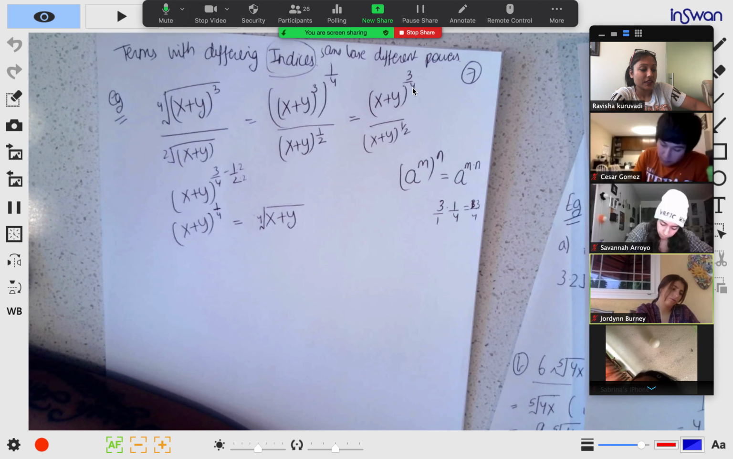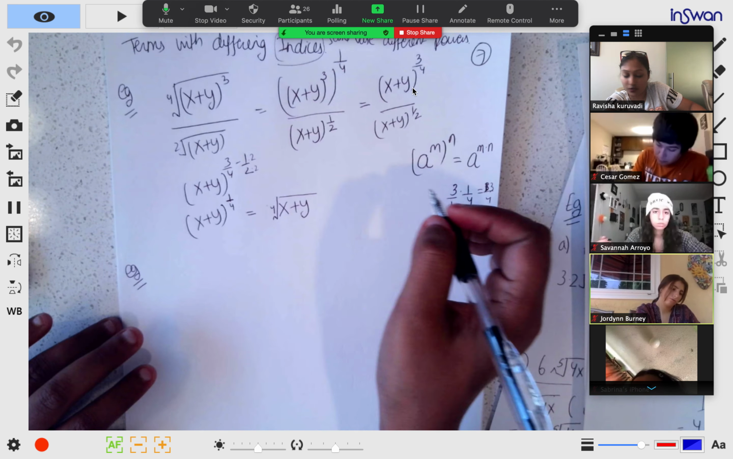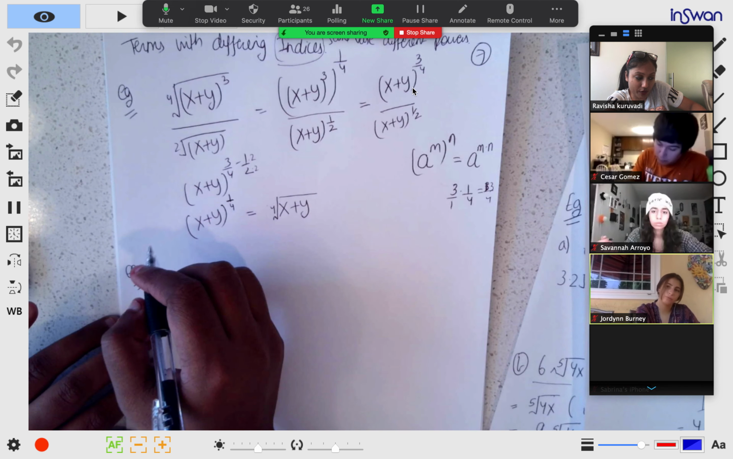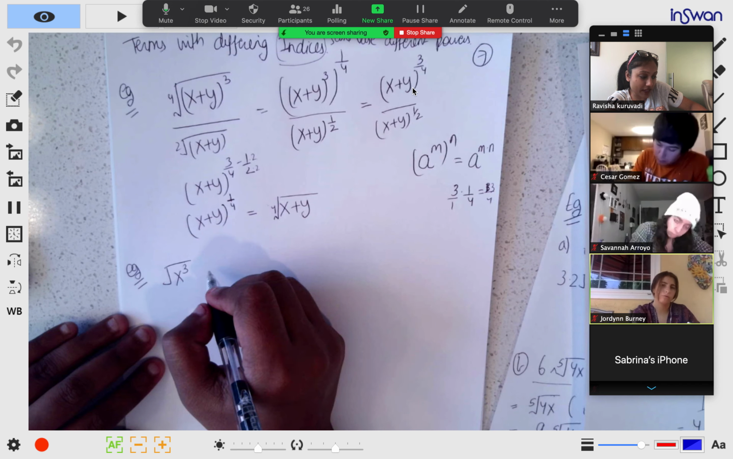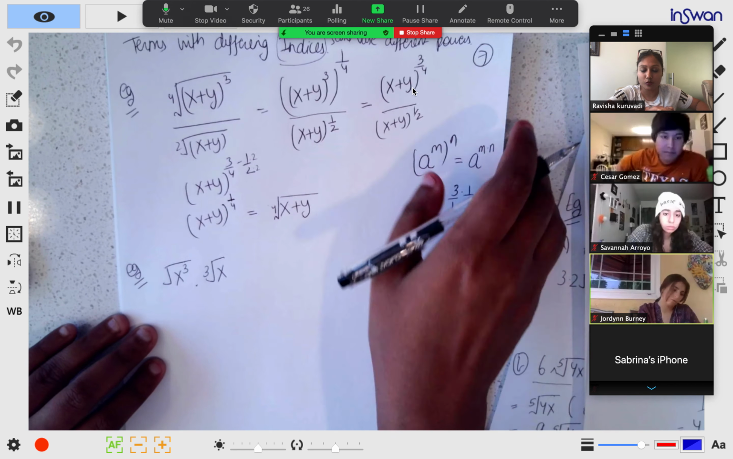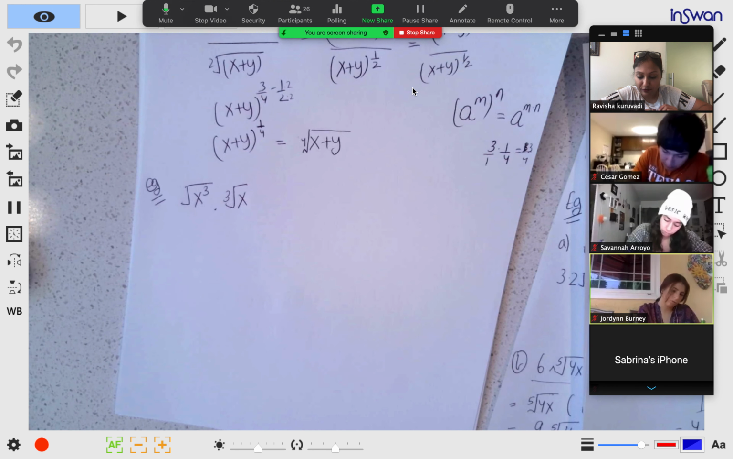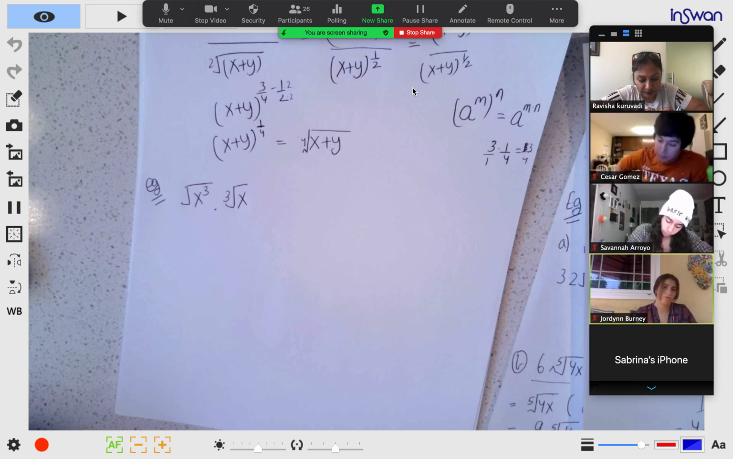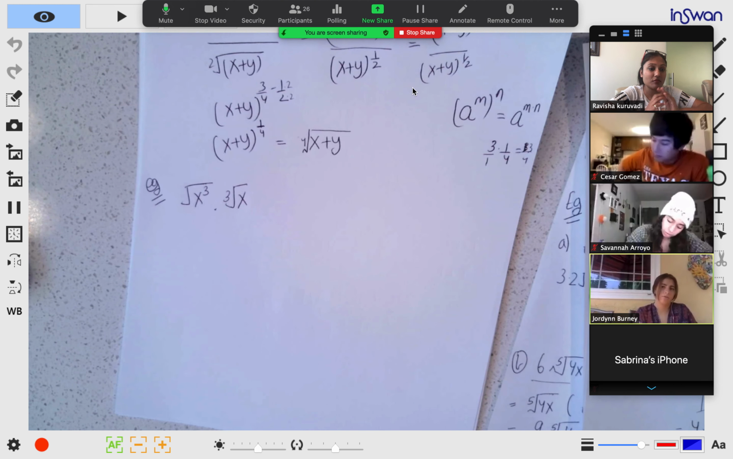Okay. Let's do one more example here. You have the square root of x cubed and then the cube root of x, and you're multiplying them. It says multiply and simplify. Jordan, you have to multiply and simplify this.